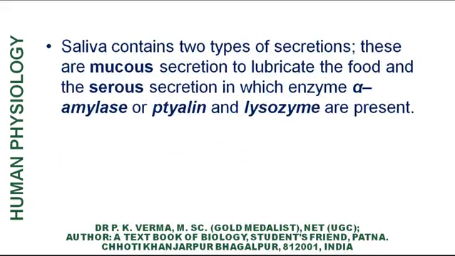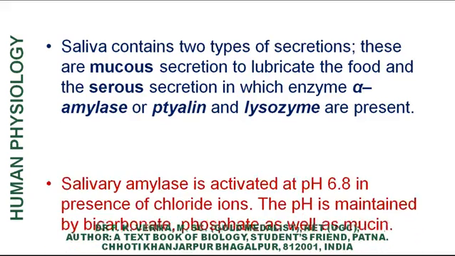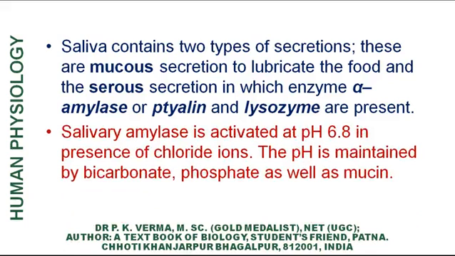Saliva contains two types of secretions. These are mucus secretions to lubricate the food and serous secretions in which the enzyme alpha amylase, commonly known as ptyalin, and lysozyme are present. Salivary amylase is activated at pH 6.8, that is a slightly acidic medium, in the presence of chloride ions. The pH is maintained by bicarbonate, phosphate, as well as mucin.